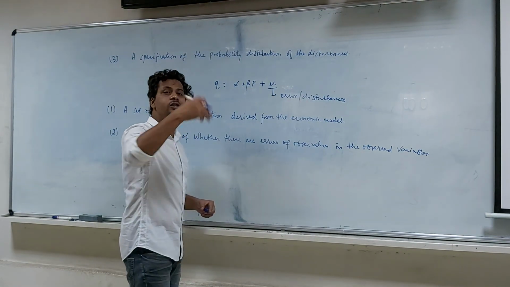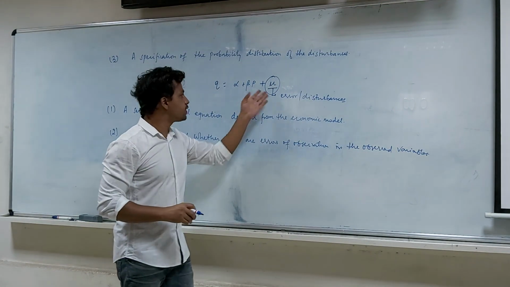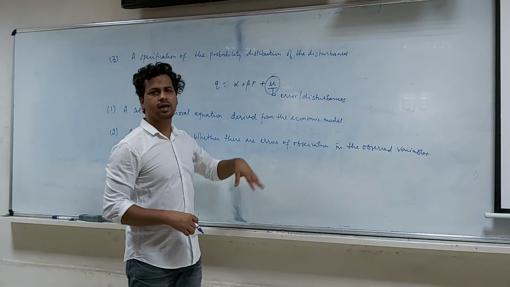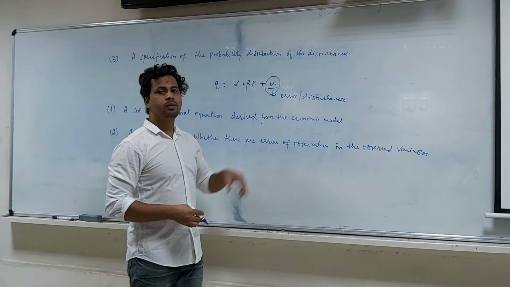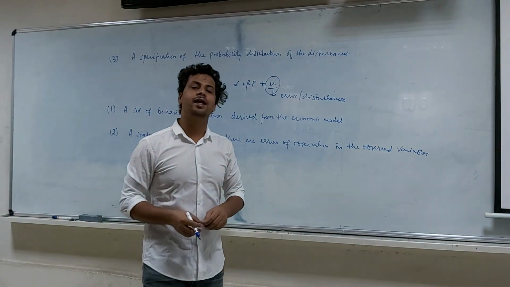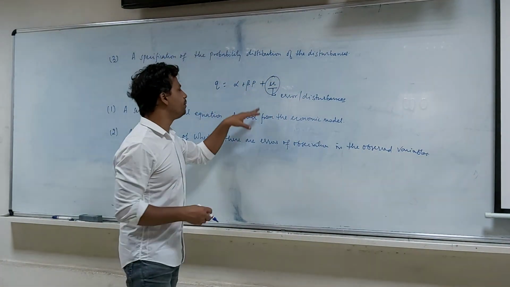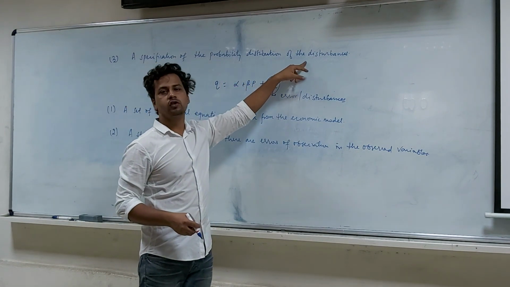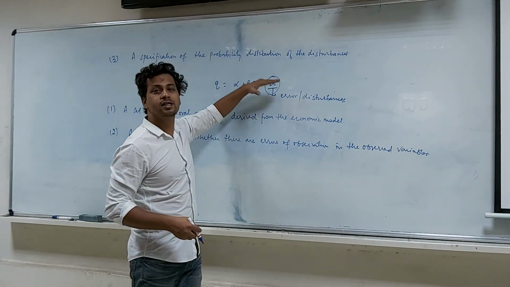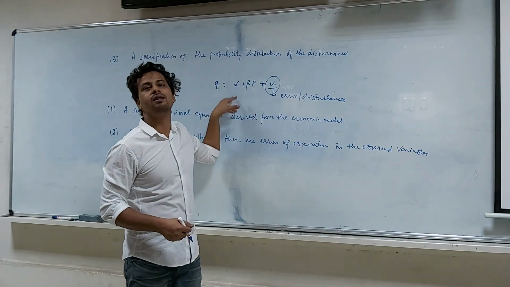We assume certain things about this disturbance term. We assume one of the most important assumptions that we talk about in CLRM, that this error term has a conditional expected average of 0. Now we'll talk about what we mean by this, but this specification of the probability distribution of the disturbance is precisely how you assume your error terms to behave in the model.